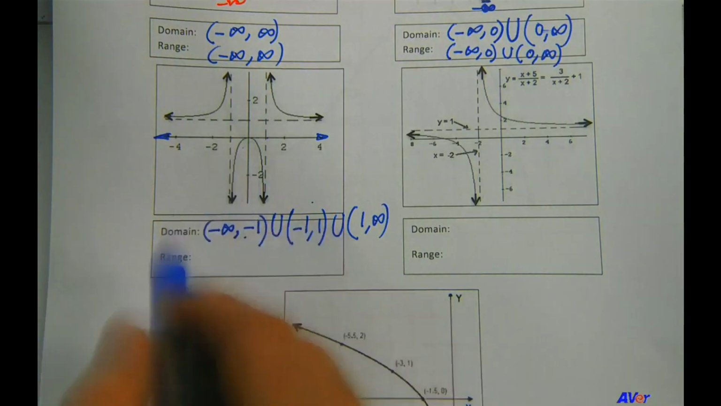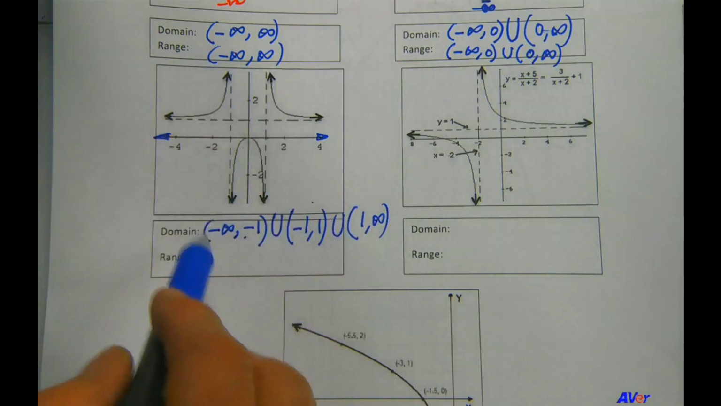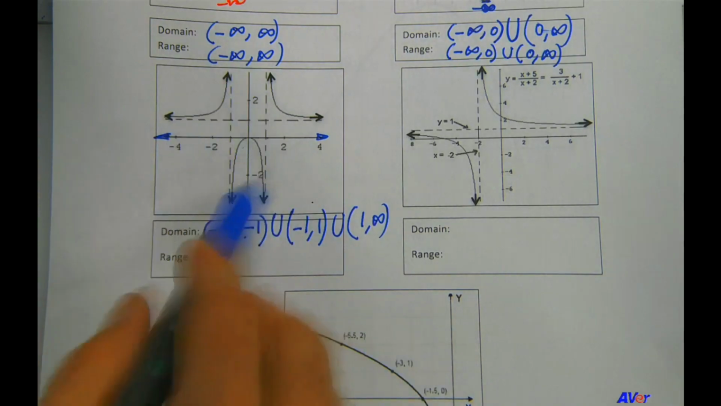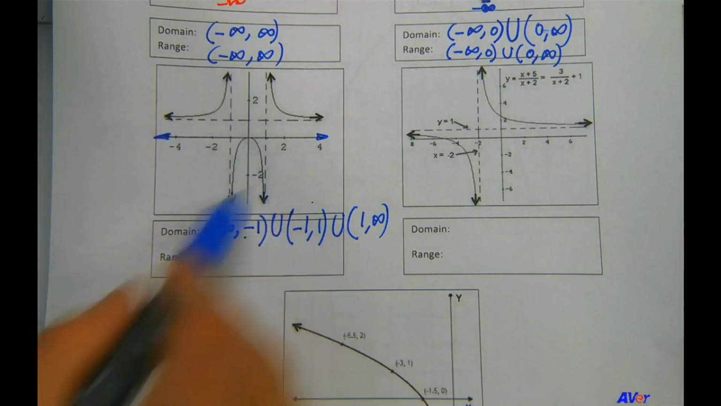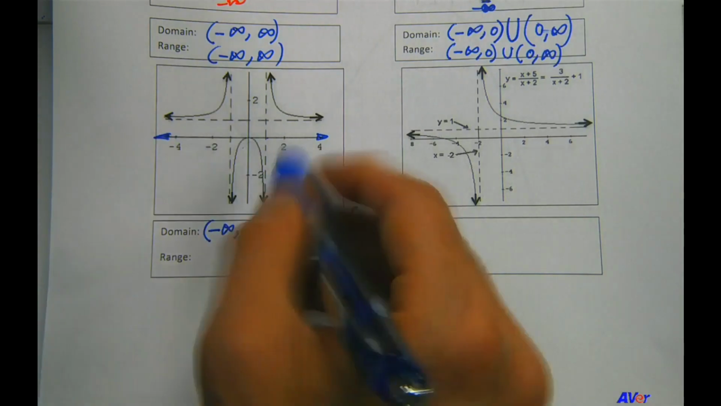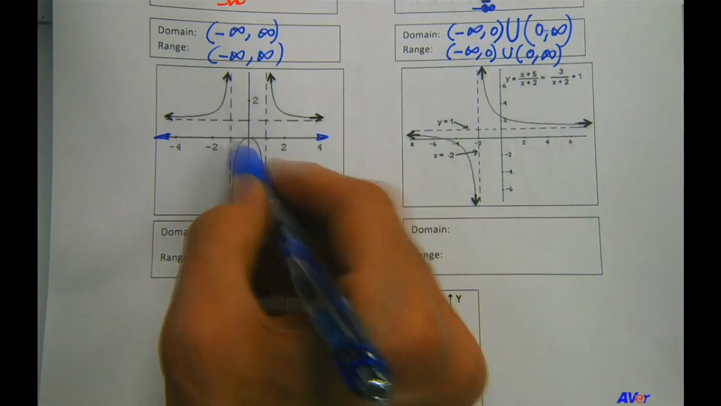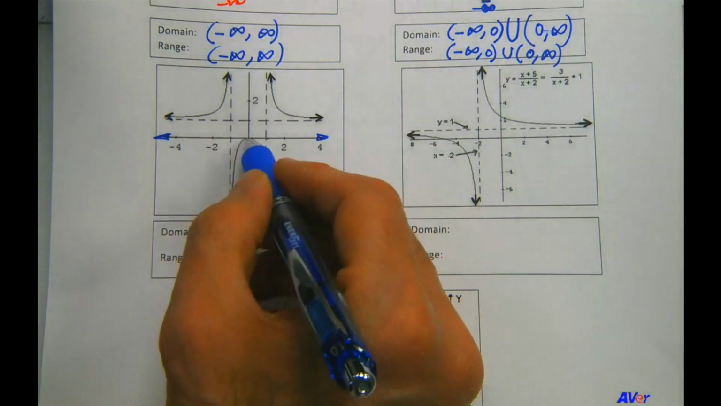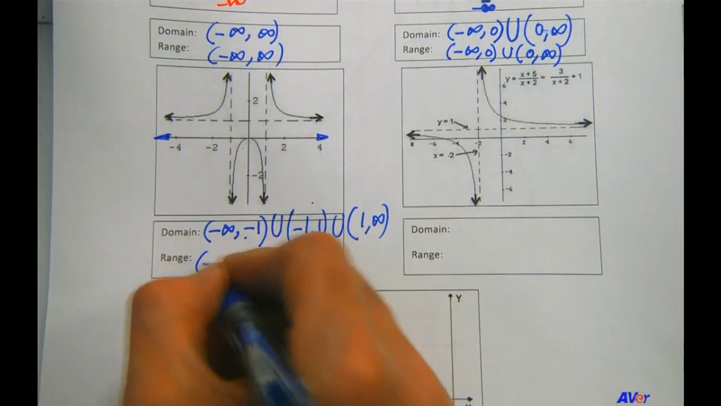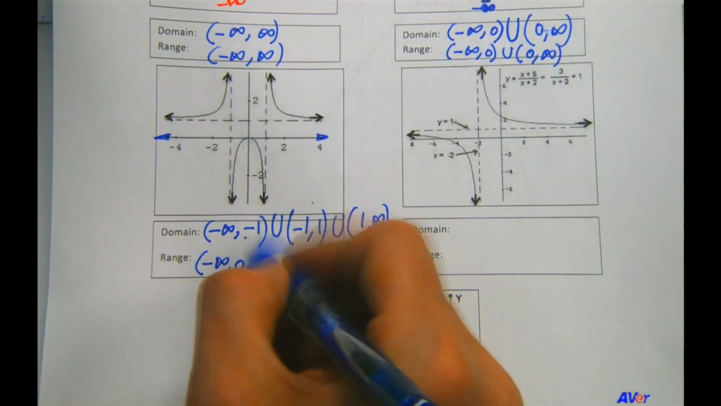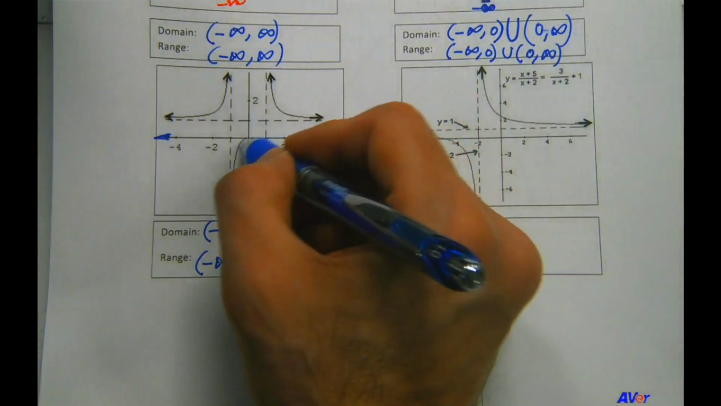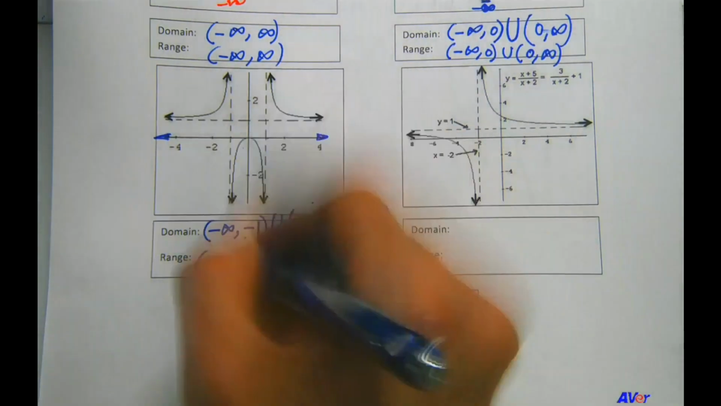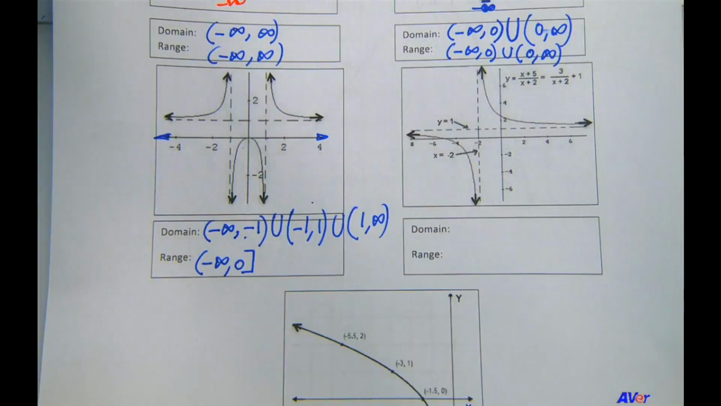Range. For the range, we have to look at all 3 pieces again, but this time we have to force our eyes to look at the behavior with respect to the y-axis. So let's look at this piece at the bottom. With respect to the y-axis, it's coming up from negative infinity and it's going through 0. So negative infinity, comma 0. Should I put a parenthesis or bracket? If you said bracket, wonderful. It is true because this line is going through 0. So bracket, 0 bracket.